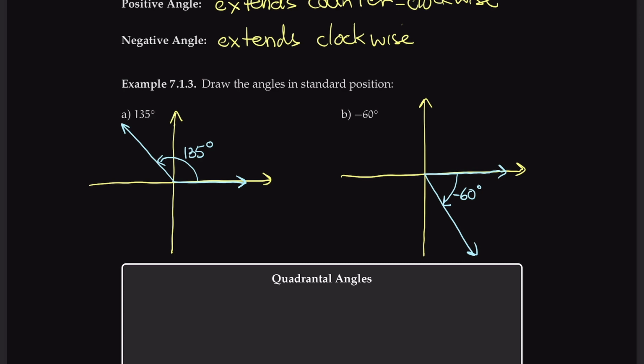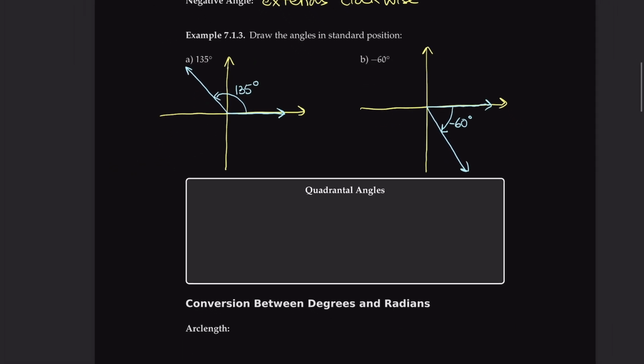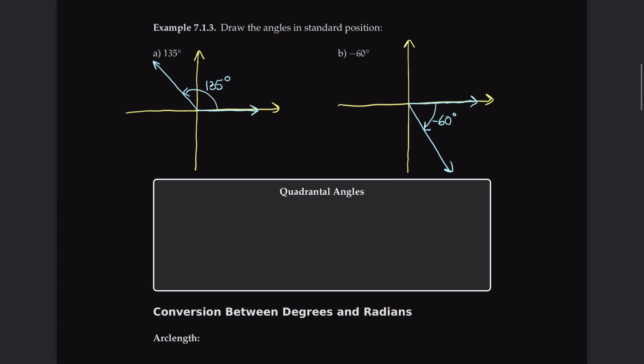Okay, so we have 4 special angles that we call the quadrantal angles. And these are the angles that are going to lie directly on each of our axes. And so we'll draw these as follows. Let's see, I need to fit 4 of these here. So let's put 4 axis systems here. 1, 2, 3, and 4.